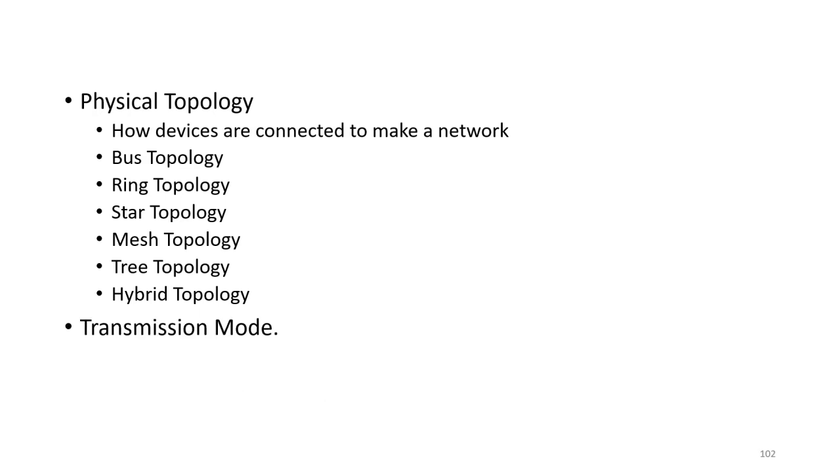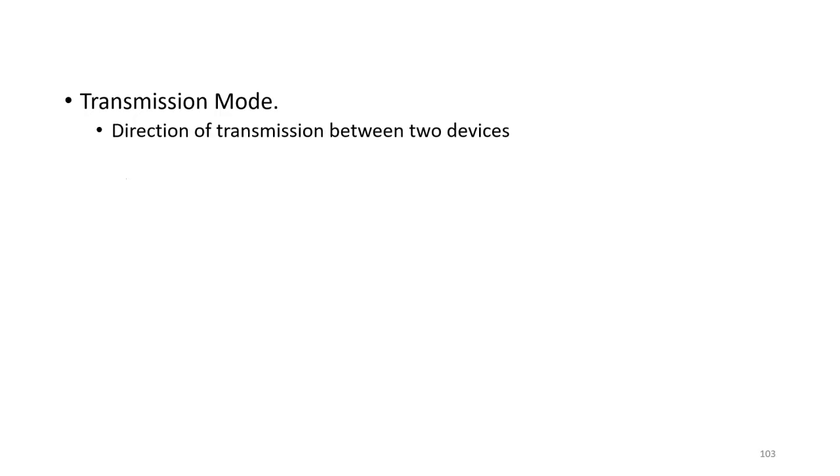Then next one is the transmission mode. Transmission mode is basically direction of transmission between two devices, or how data is transmitted between two devices, that is between sender and the receiver. So there is simplex type of mode. In this case, sender can send data and receiver can receive data.